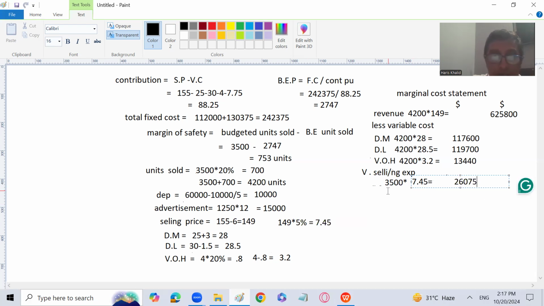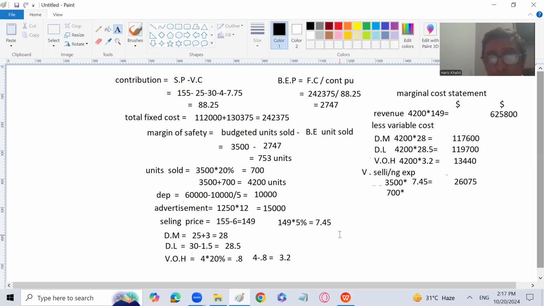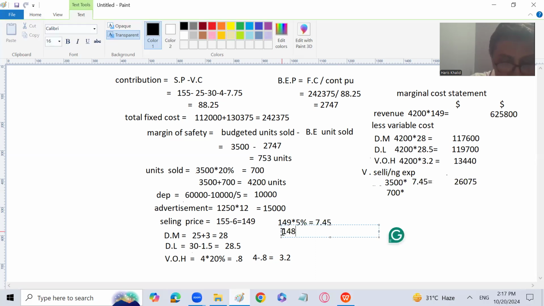26075. Now, for 700 units, there is a change. For 700 units, the sales commission is going to be 10% of the selling price, but of the new selling price. So 149 multiplied by 10%, not 155. That is going to be 14.9, right? So 700 multiplied by 14.9, you will get the variable selling expense in total. And this was the point which has gone wrong in the paper.